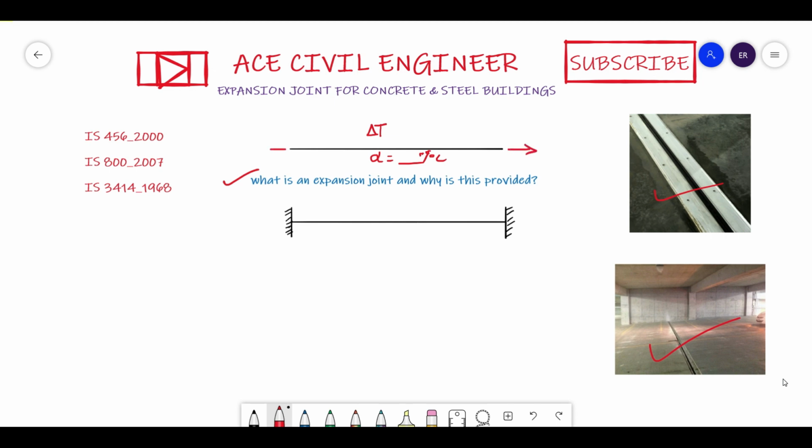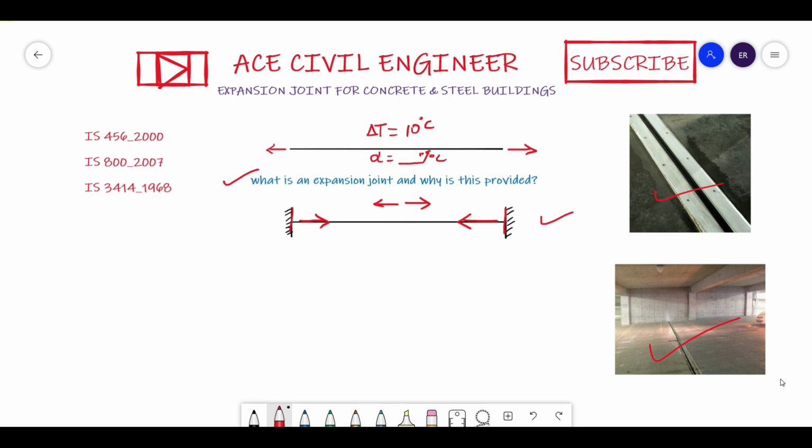But if you try to restrain it by providing fixed ends at both these ends, then friends, you are not allowing it to expand. Though there is thermal expansion, you are restraining the movement at the fixed ends. So within the beam you will see some compressive stress being generated, and this is the thermal stress.